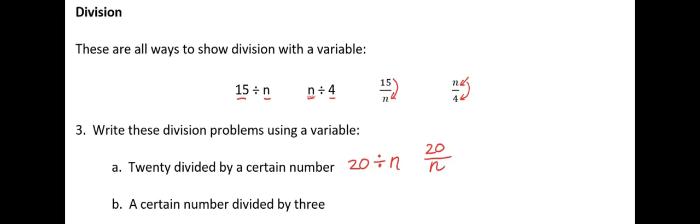Question B says a certain number divided by 3. Here we have some unknown number. I'm going to use an x in this case, and I'm dividing it by 3. To write that in fraction form, the x would be the numerator and the 3 the denominator, and I would read that as x divided by 3.